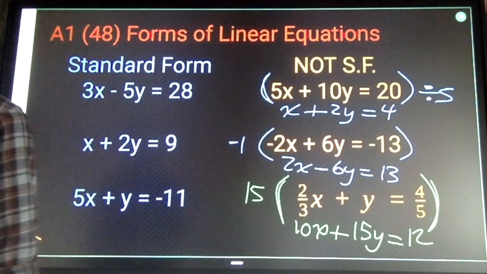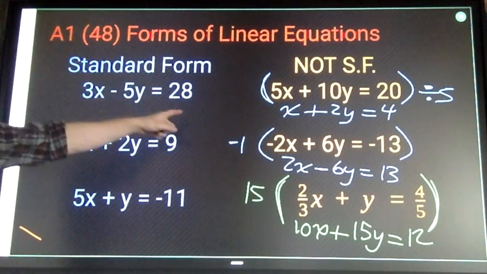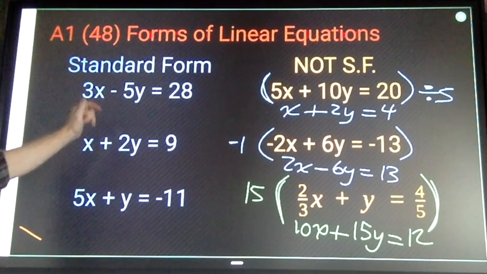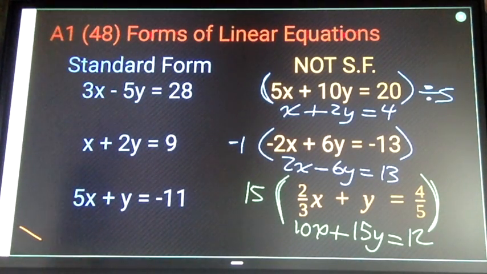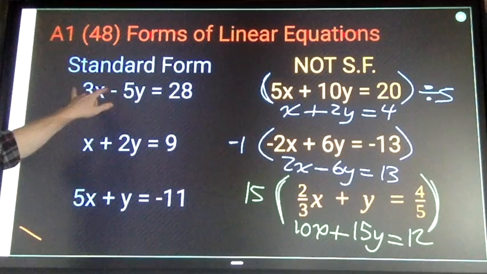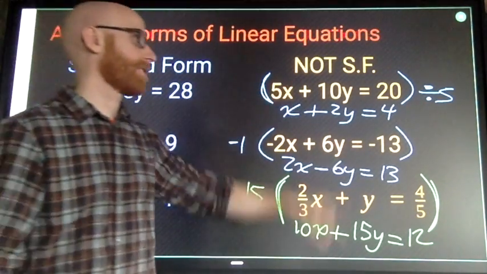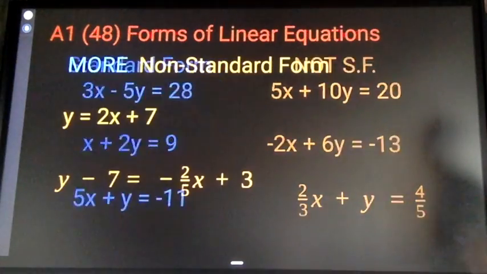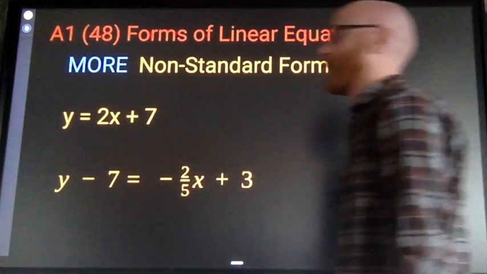All right, so standard form: coefficients are integers, the coefficient of x is positive, and the three values, the constant and the two coefficients, are not allowed to all have the same divisor. All right, that's standard form, that's what it is. Now, what is it used for?